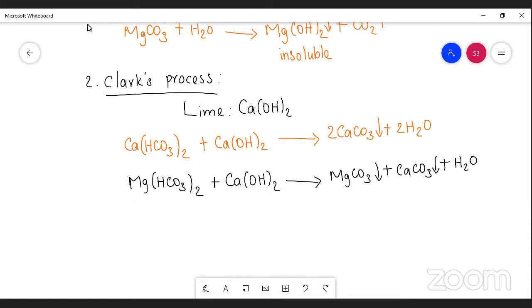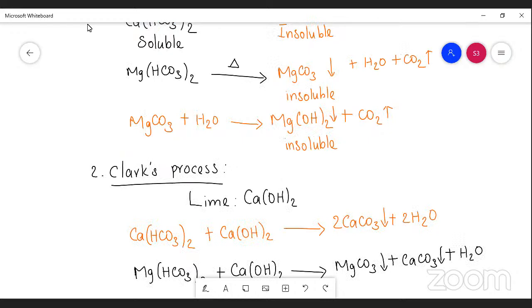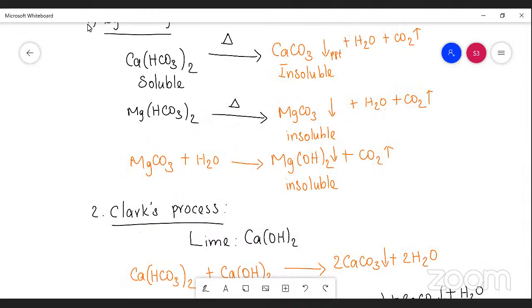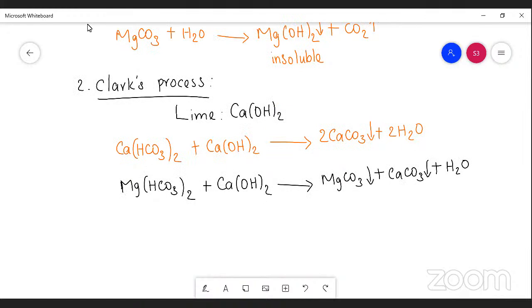So the temporary hardness is removed by two methods. What are the two methods? One is boiling. By boiling, the bicarbonate is converted into insoluble carbonates, which are removed. Then in the clad process, we are adding lime, which is calcium hydroxide. By reacting with calcium hydroxide, we get calcium and magnesium carbonate, which is insoluble, so it will be filtered off, and the temporary hardness is removed.